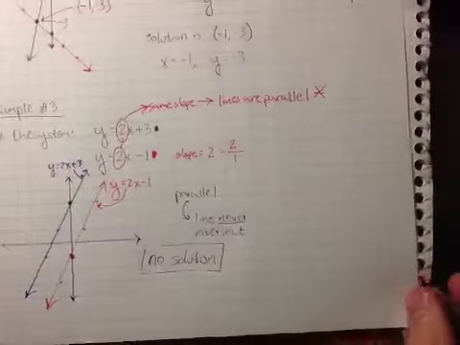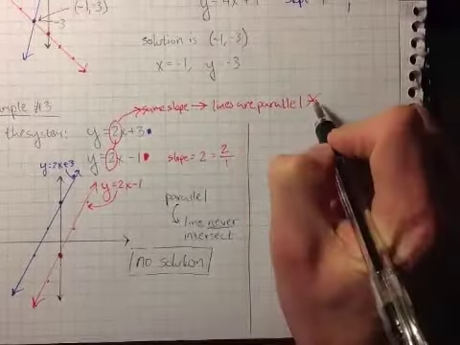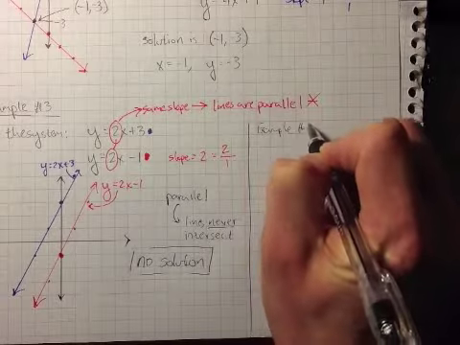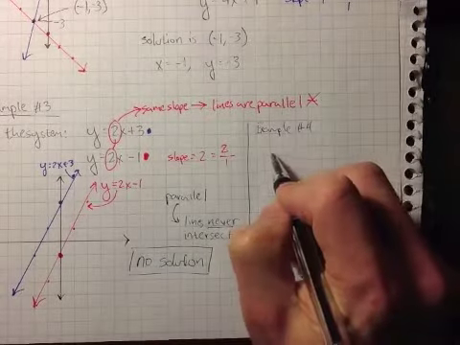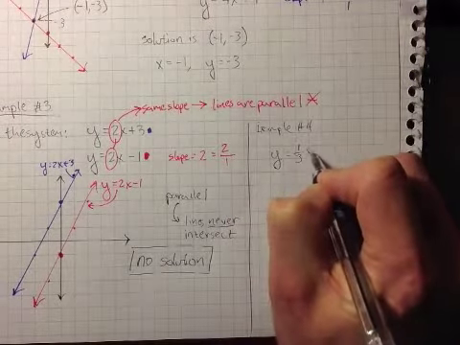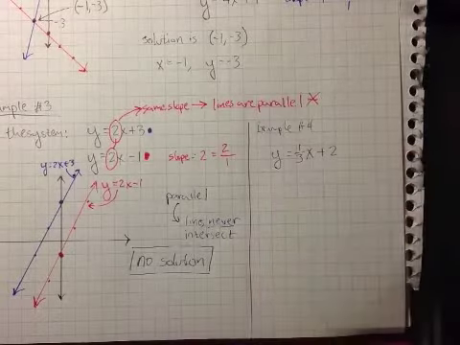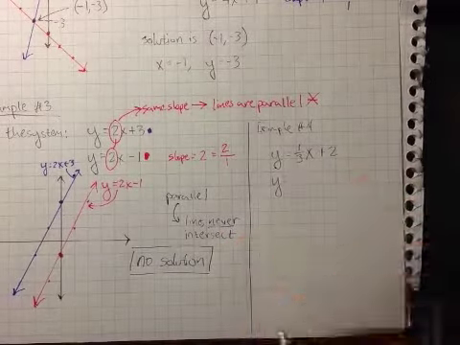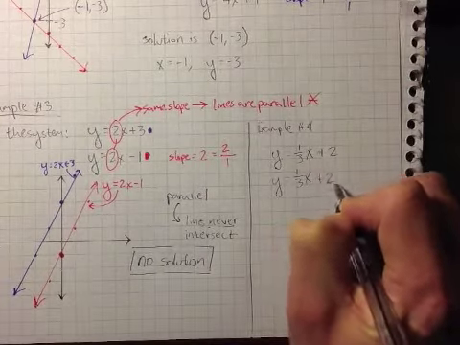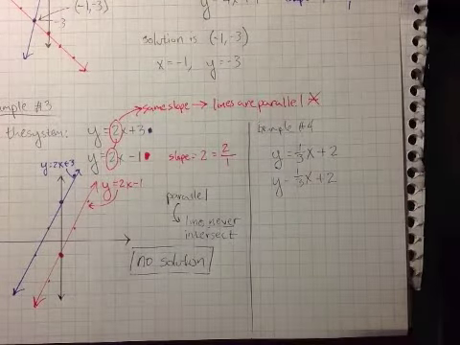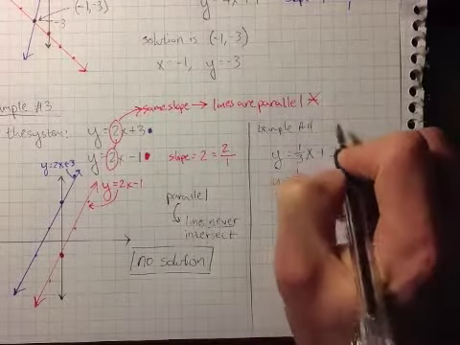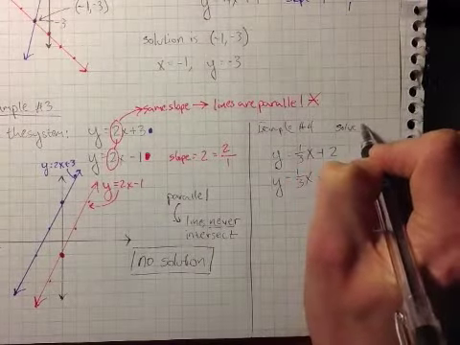Now let's look at a third example. Remember my little star up here? Example number 4. What happens if I give you this equation? y equals 1/3 times x plus 2. And my second equation is y equals, let's say, 1/3 x plus 2. No, that was not a mistake. I did, in fact, write the same equation twice.